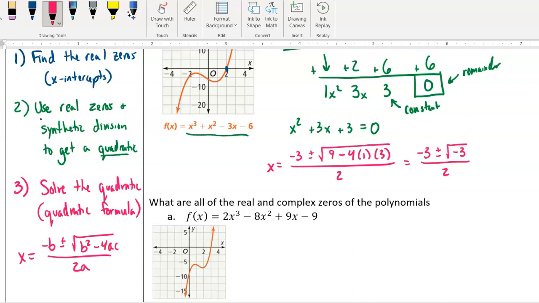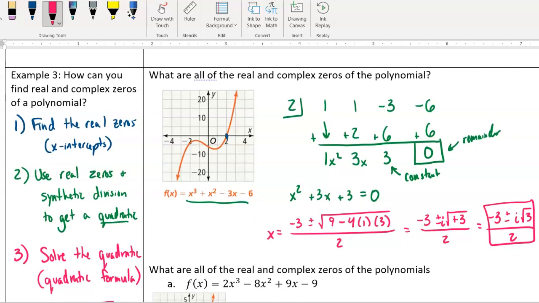So remember, the way that we're going to simplify that is we can take out an i, and that would make this positive. And the square root of 3 you can't simplify. So we would just say that our other zeros are negative 3 plus or minus i times the square root of 3, divided by 2. And so remember, we said that the degree will tell us all of the zeros. So the other zero, let me actually do this.